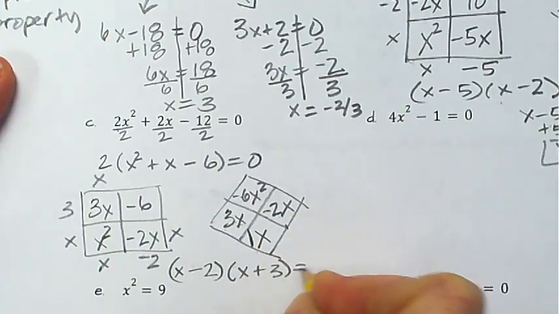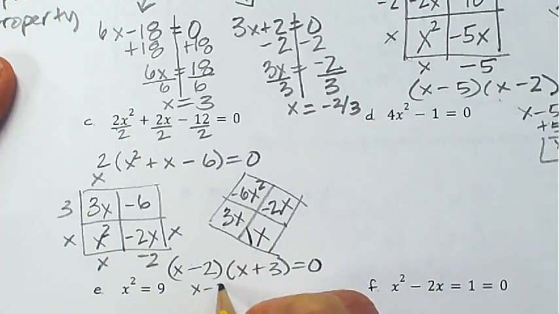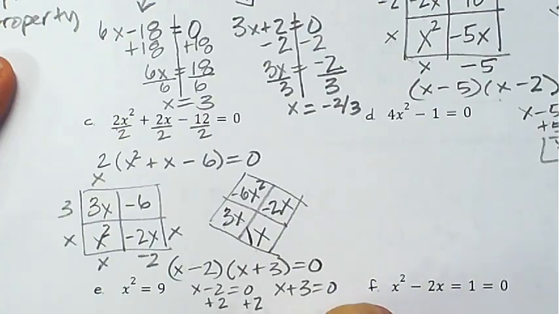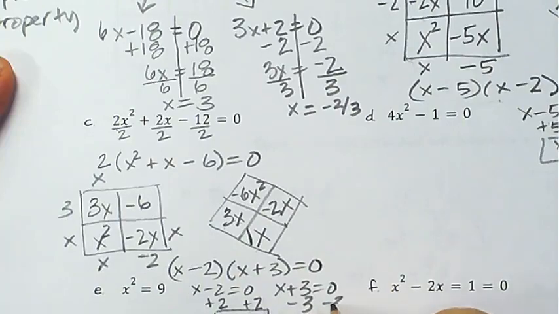So x minus 2 equals 0, x plus 3 equals 0. Add 2 to both sides, x equals 2. Subtract 3 from both sides, so x equals negative 3.